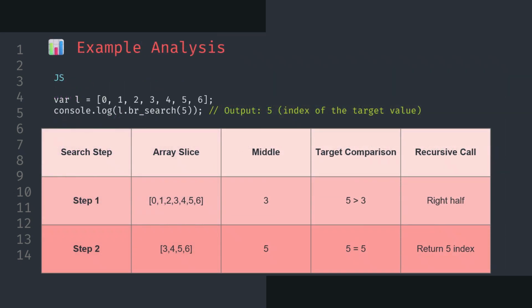Let's walk through the example with the target 5. We first check 3. Since 5 is greater, we search the right half. The right half is 3, 4, 5 and 6. The middle being 5, which matches our target. We then return the index of 5.